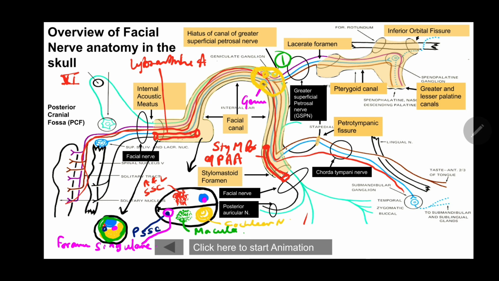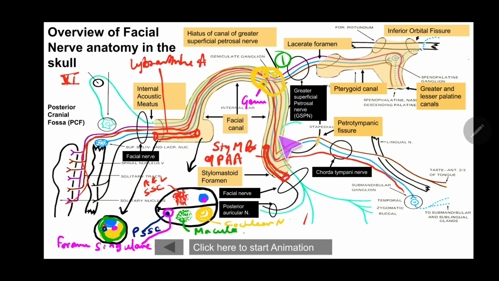This will be homologous to the Gasserian ganglion of the trigeminal. This will be homologous to the dorsal root ganglion of the spinal nerve. This will be homologous to the spiral ganglion of the cochlear nerve, or to the Scarpa's ganglion of the vestibular nerve. So that's the geniculate, right?